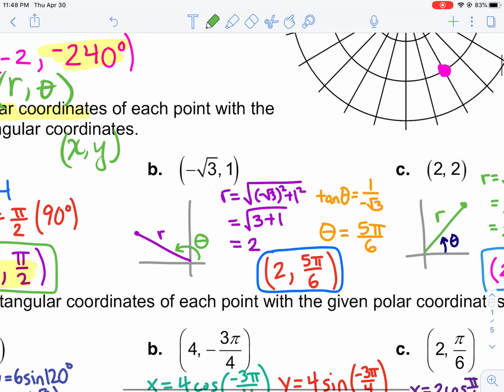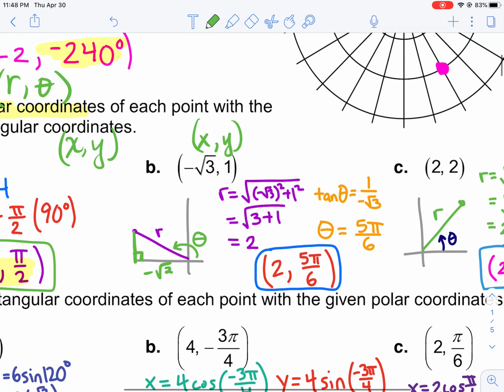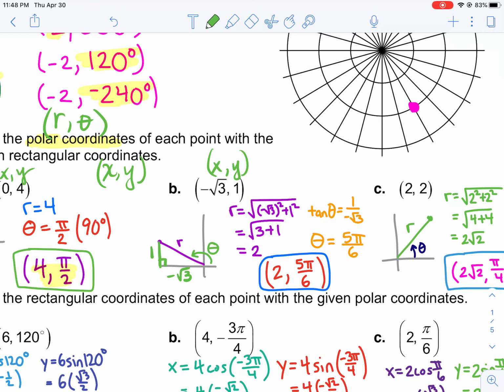If I take a look at this one, remember, keep in mind, this is x and this is y. And so if I were to graph these and draw a right triangle, x is negative root 3, y is 1. If I did the Pythagorean theorem, and then took the square root of negative root 3 squared plus 1 squared, I would get an r value of 2. So my r value is 2.